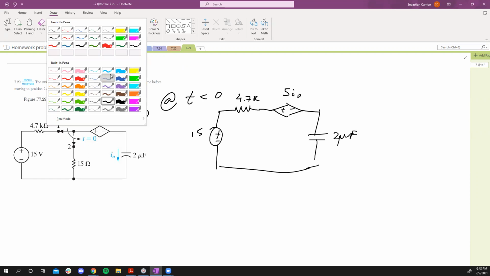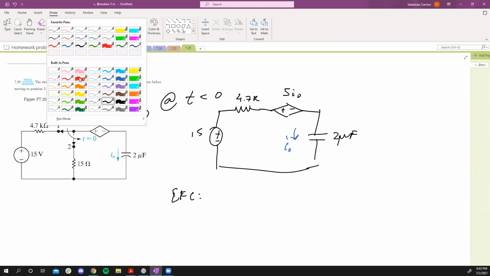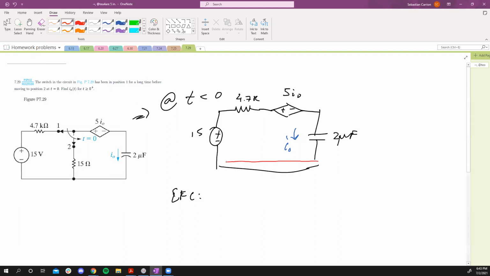And we're going to find current i0. So there's no KCL, there's just one current going across. So there's EFCs. So we're going to have, let me draw my nodes, V1, V2.